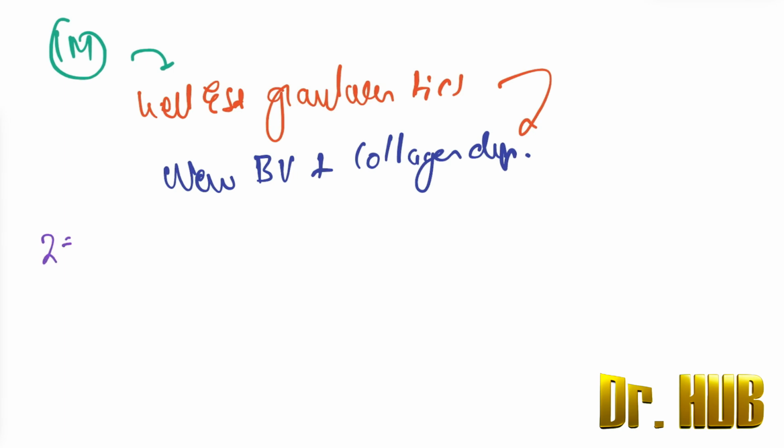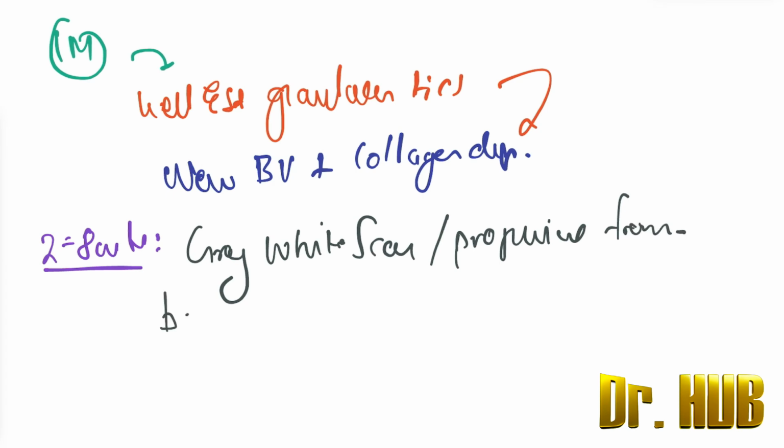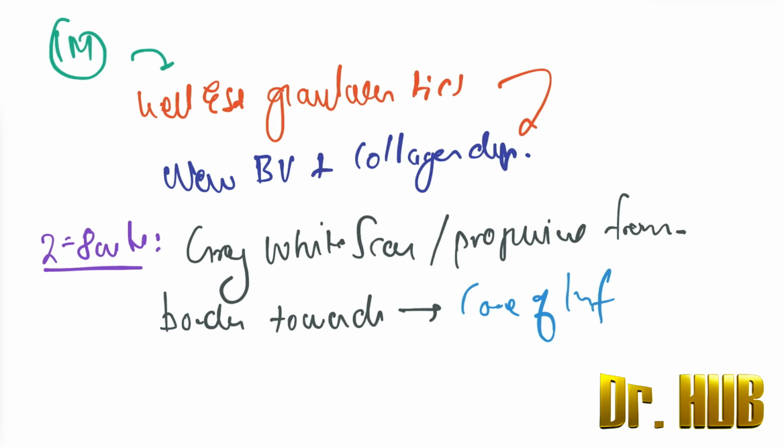Next we move on to 2 to 8 weeks. The gross feature is a grey-white scar. Finally, in the end stage, there is a grey-white scar, and it is progressive from the border towards the core of the infarct.